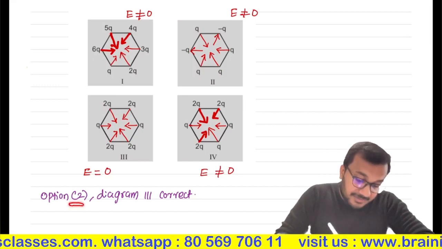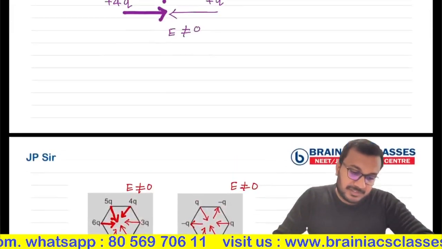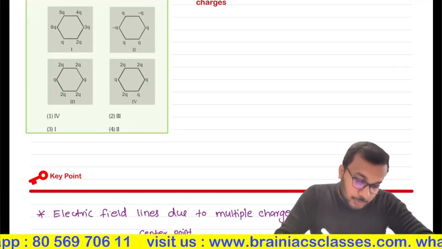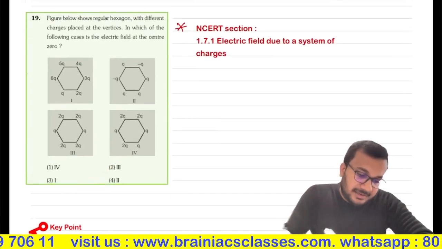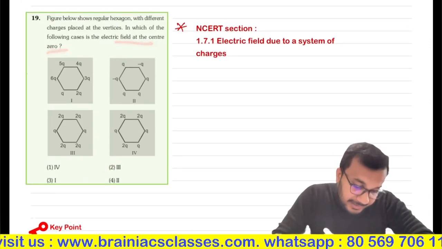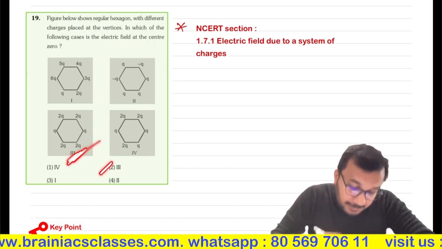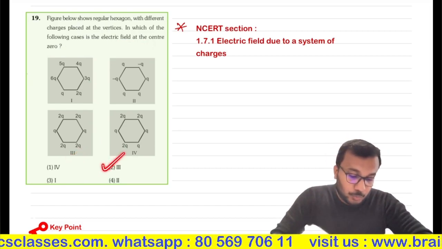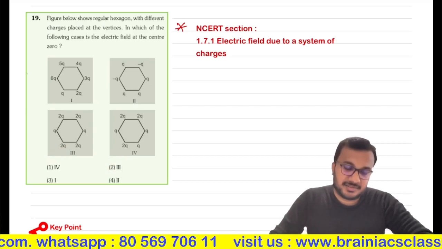Diagram number 3 is given in option number 2. We'll see, option number 2 is diagram number 3. So the electric field at the center is 0 in diagram number 3, which means option number 2. Option number 2, diagram number 3, is the correct answer.